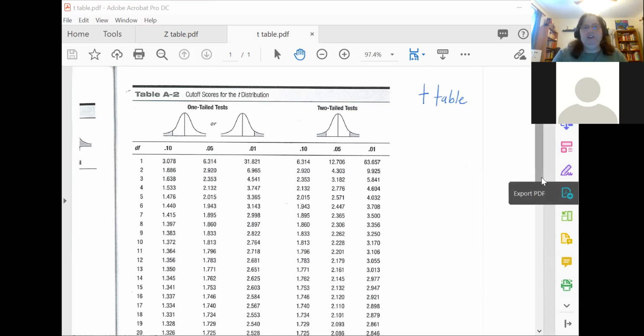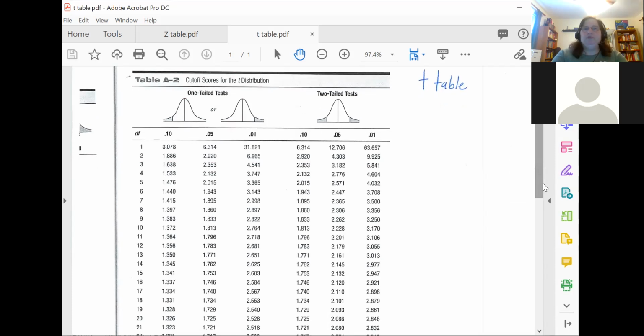So here, there's three things you have to know for finding the cutoff score. Is it one-tailed or two-tailed? Ask yourself that question first. One-tailed, go to the left. Two-tailed, go to the right. Next, what's your alpha? It's not going to be 0.10, so you can eliminate those columns right off the bat. It's going to be 0.05 or 0.01. So find your 0.05 or 0.01.